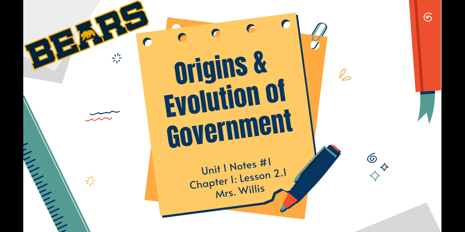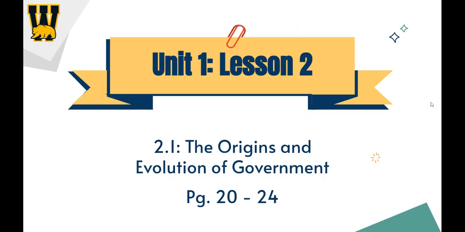So these notes are the origins and evolution of government. For our purposes, this is Unit 1, Lesson 1, or Unit 1, Notes 1. But in the book, if you're looking to find it in the textbook, it is Unit 1, Lesson 2. So technically it's like 2.1, and in the textbook, you can find it on pages 20 through 24.